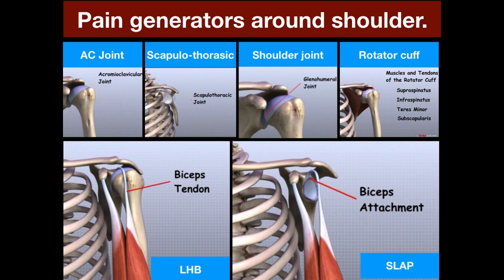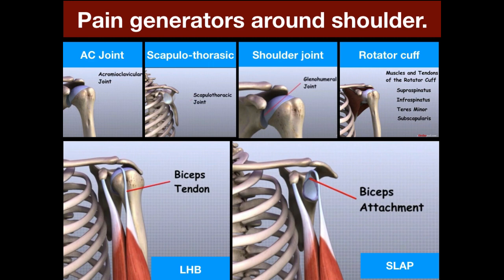It is very important to understand that there are various pain generators around the shoulder. It may be the AC joint. The very neglected scapulo-thoracic joint can also give rise to pain in the shoulder. The shoulder joint proper can also give rise to pain. Of the rotator cuff muscles, any of these cuff muscles can give rise to pain at the shoulder joint.